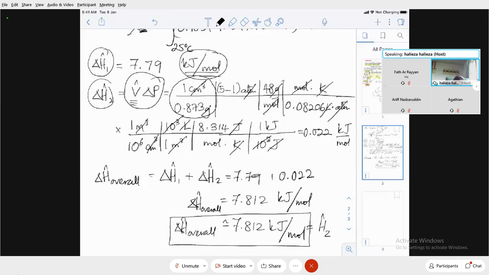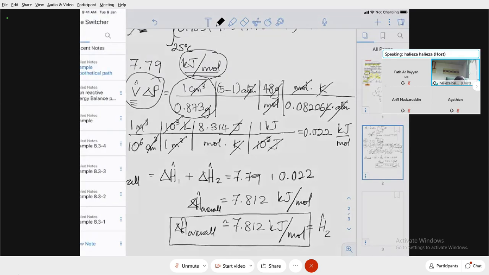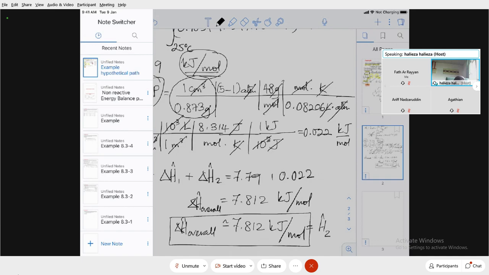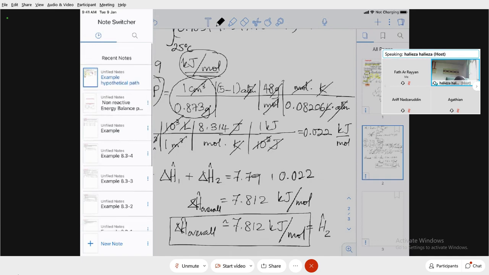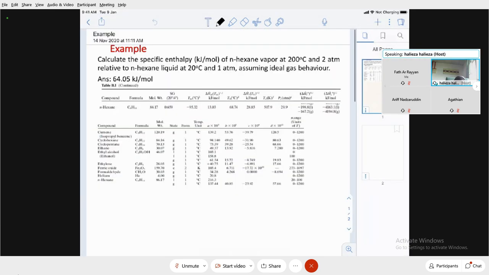So if there's no question on that, let's look at another example. Let me see. I want to have another example. Let's see. Is this the example? Okay, this is one good example. Let me use this. You're going to need specific enthalpy.